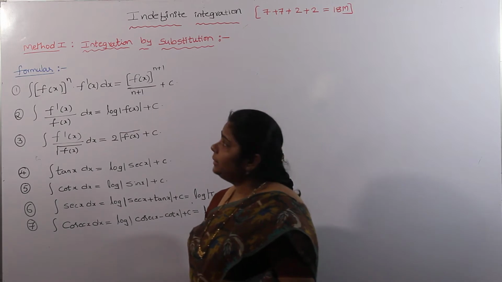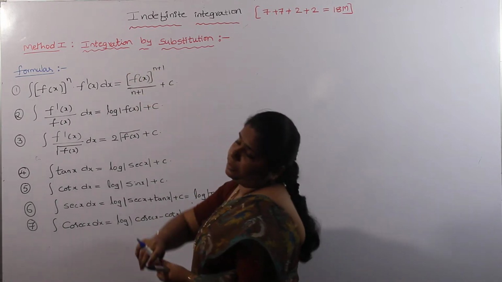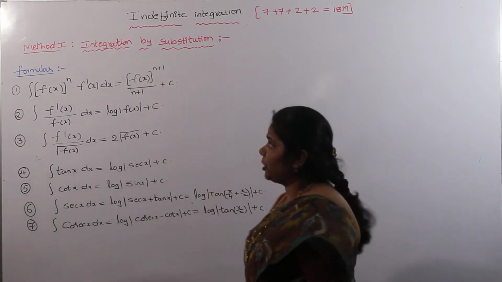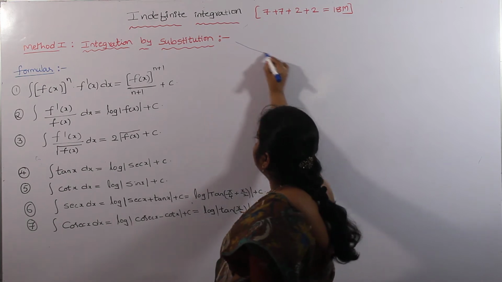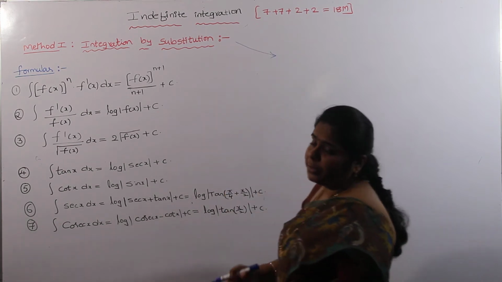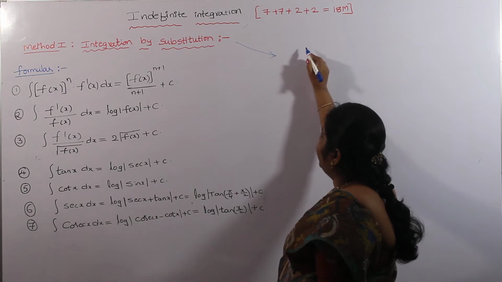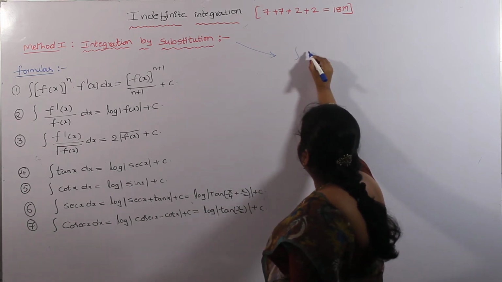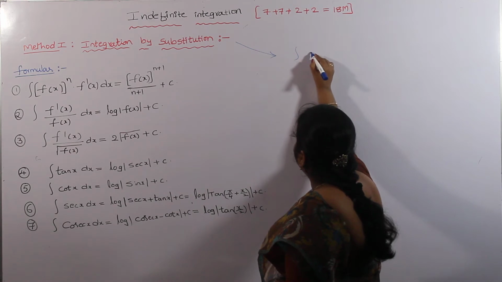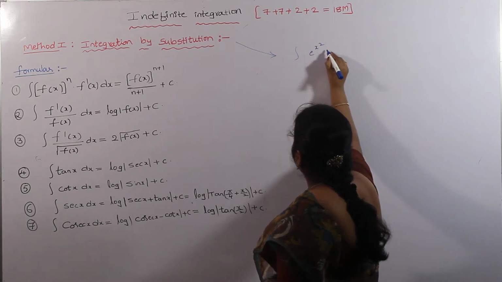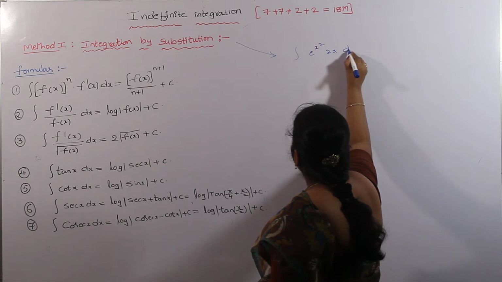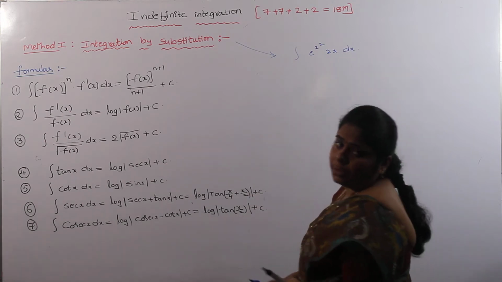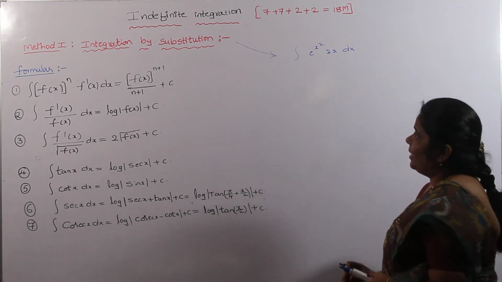First method, integration by substitution. What is integration by substitution? Something we are substituting in these problems. I am giving an example for integration by substitution models. Integral of e power x square into 2x dx. Problem is given. In this problem, something we are substituting.